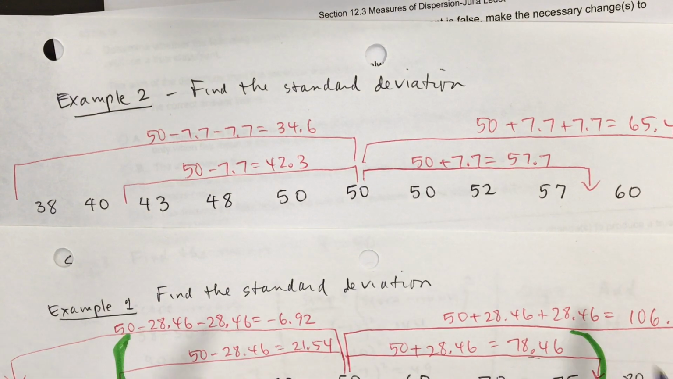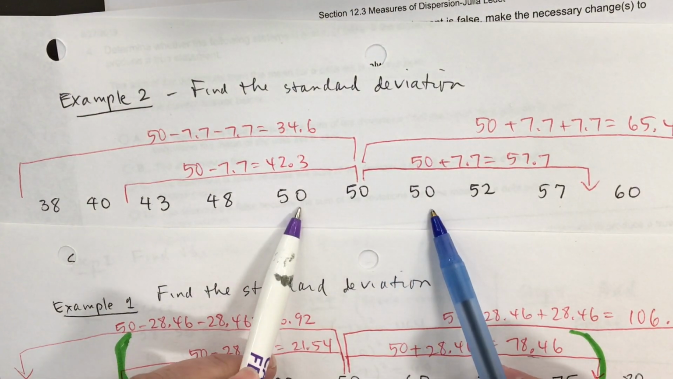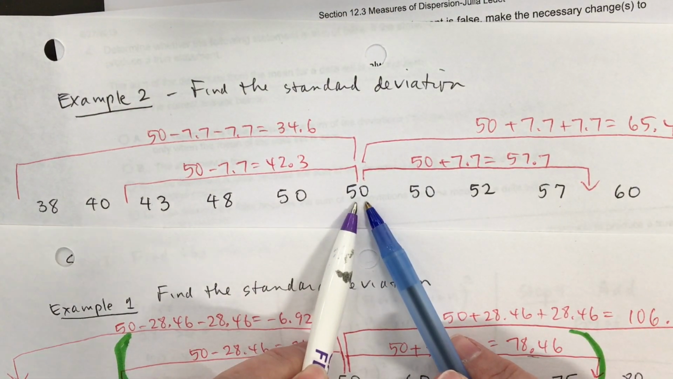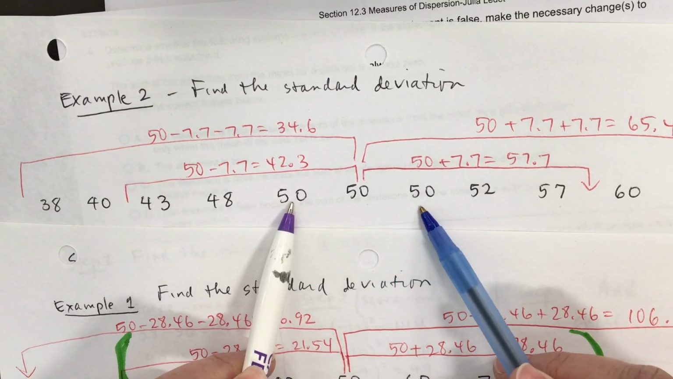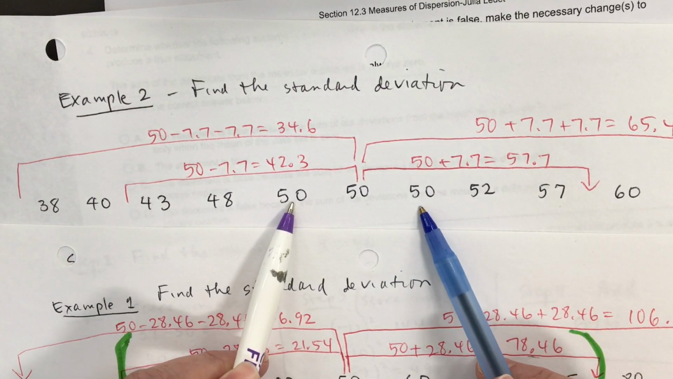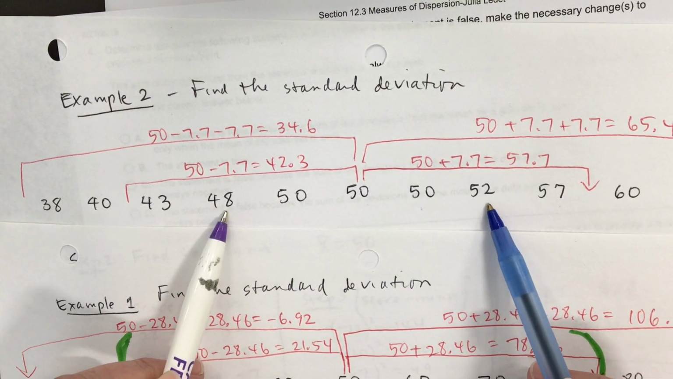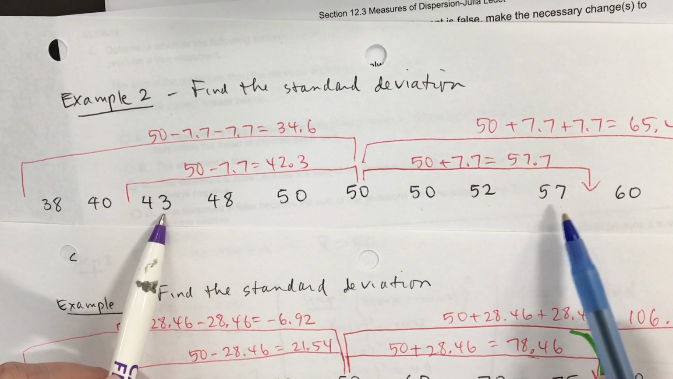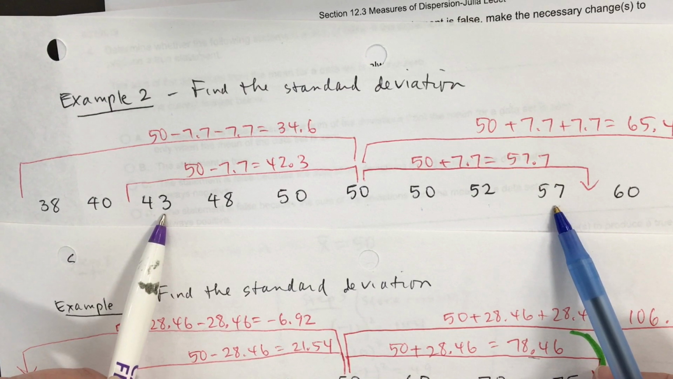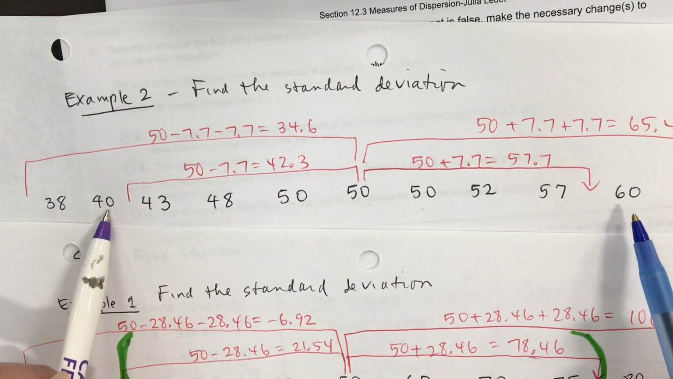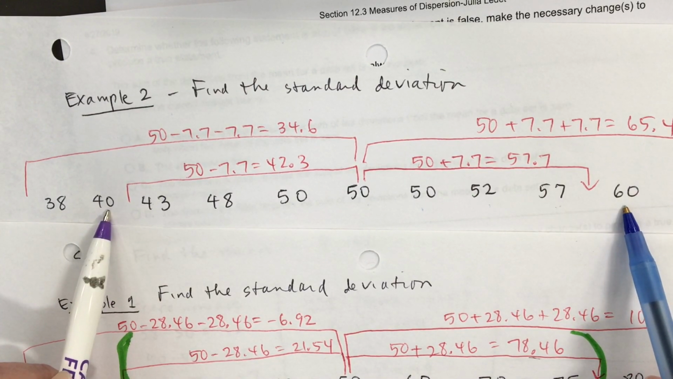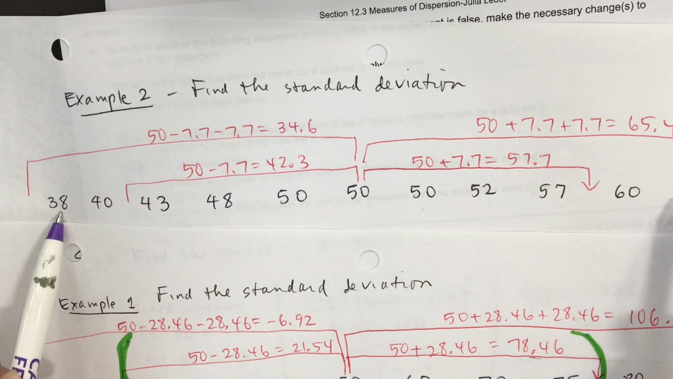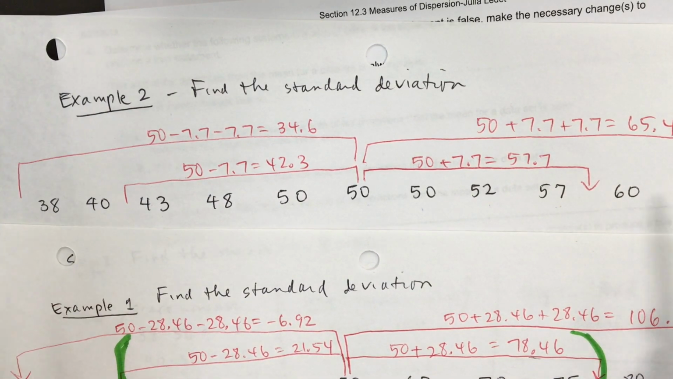Example number 2, also perfectly balanced. I started with 50. There were 3 scores that were 50. I went down by 2, I went up by 2. Then I went down by 5 and up by 5. Then I went down by 3 and up by 3. Then I went down by 2 and up by 2.